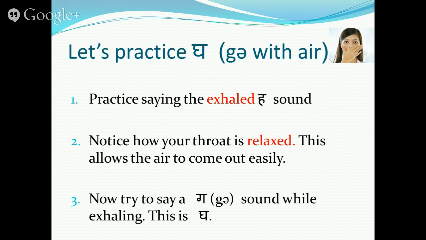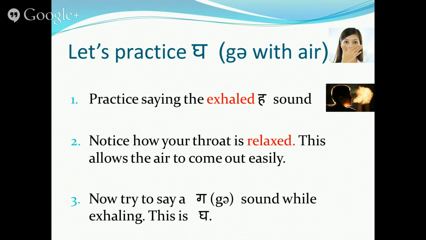Just keep practicing that over and over. See how your throat is relaxed, and you're pushing out the air. It comes out easily. Now, what happens if we say a G sound at the same time? Ga, ga, ga, ga. So when both are said at the same time, then ga becomes gha.